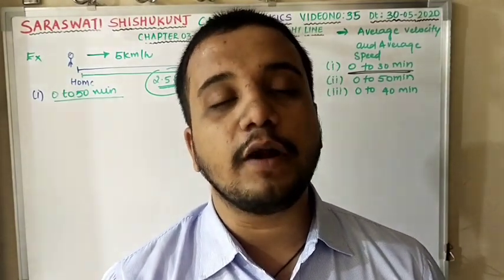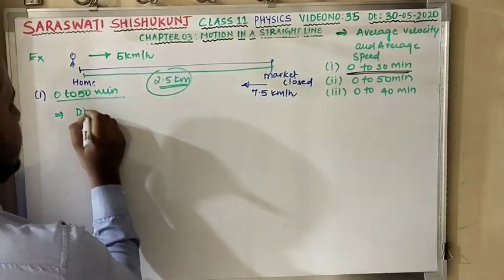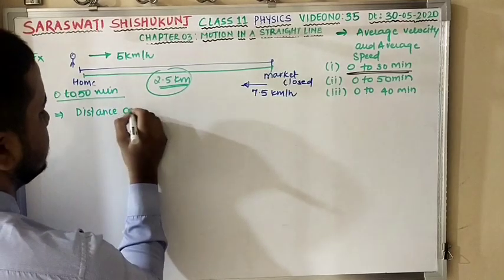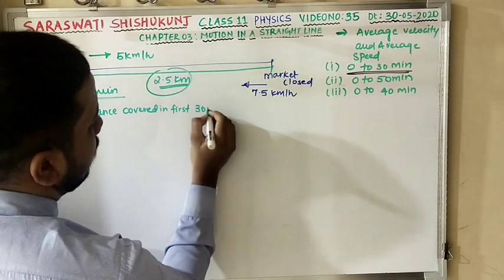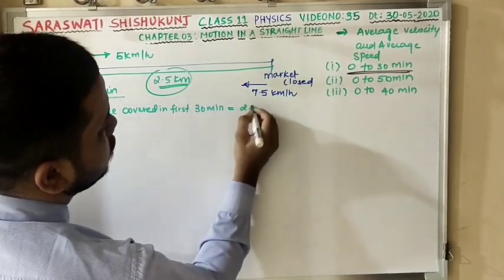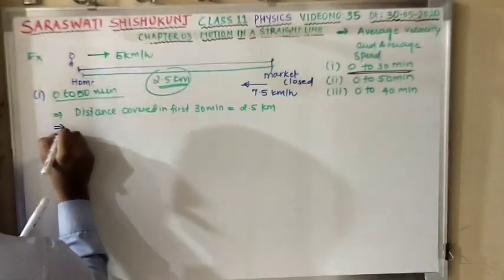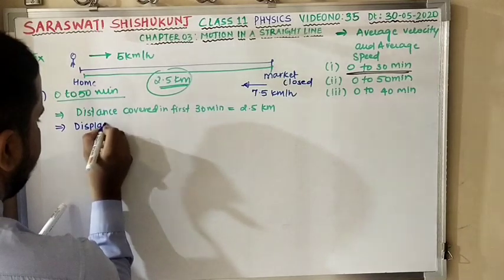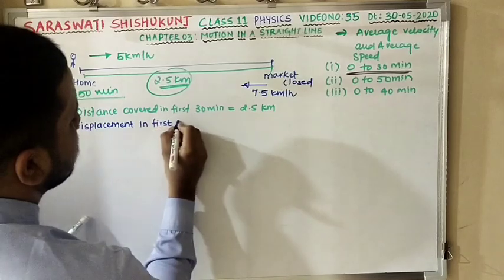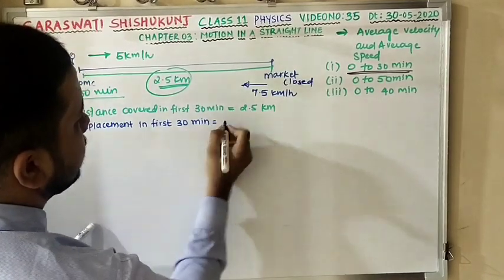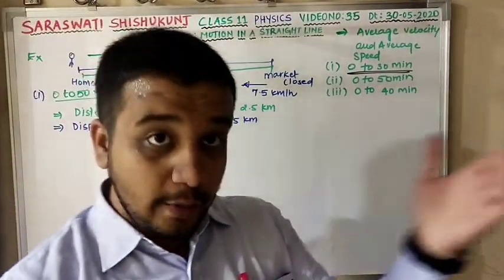Now I need to calculate for what? The rest 20 minutes. So I will write over here one thing that I know, that is the distance covered in the first 30 minutes. That is equal to how much? 2.5 kilometers. One thing done. Second, I also know the displacement. So displacement in the first 30 minutes is again how much? 2.5 kilometers. Now I have to calculate for the rest 20 minutes.